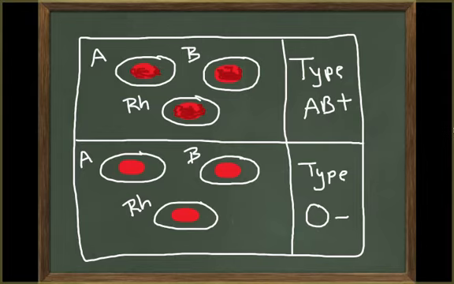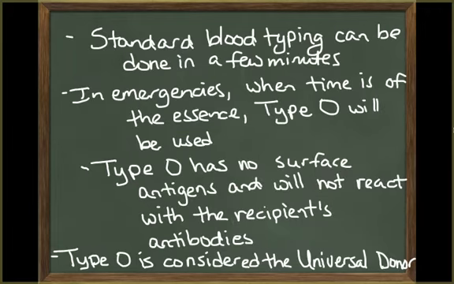The presence or absence of the Rh surface antigen is also noted, and the individual is classified as Rh positive if the anti-Rh antibodies cause clumping, and Rh negative if there was no response to the anti-Rh antibodies. Standard blood typing can be completed in a few minutes.